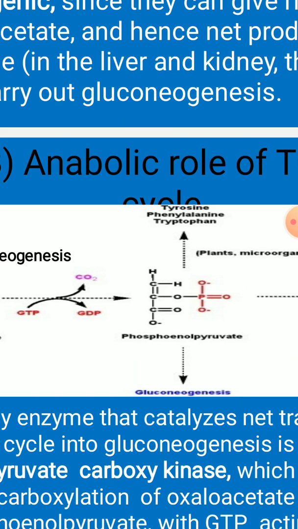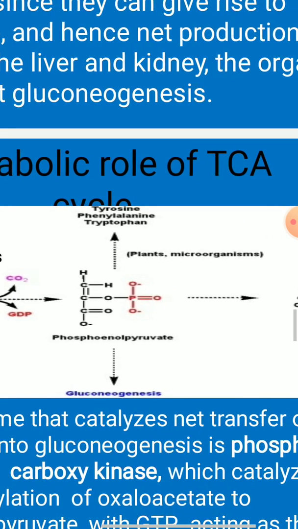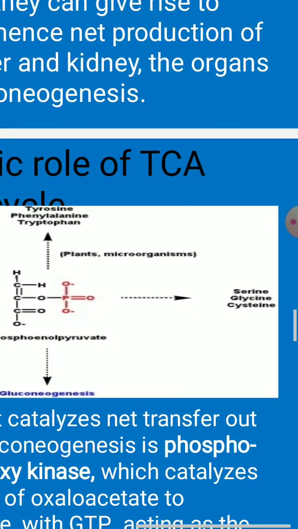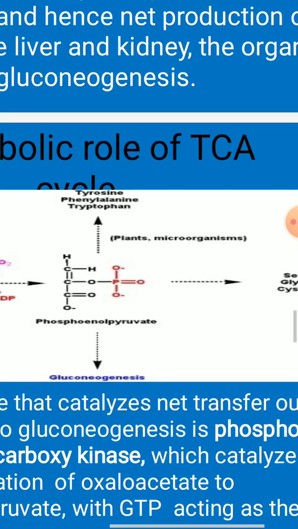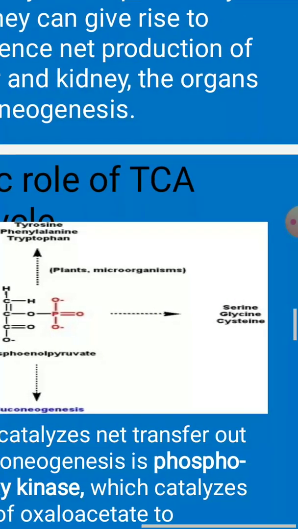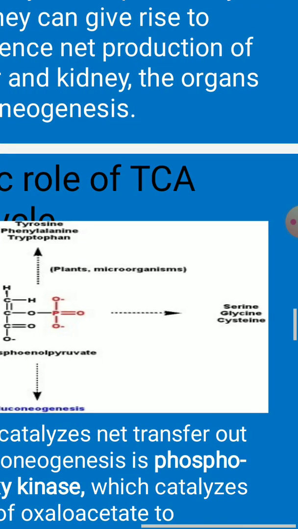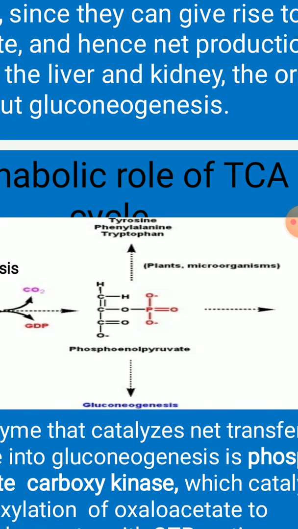intermediate, the precursor molecule for the synthesis of tyrosine, phenylalanine and tryptophan amino acids in plants and microorganisms, whereas in the gluconeogenesis process, phosphoenol pyruvate is going to act as a precursor for the synthesis of glucose. This phosphoenol pyruvate can also be utilized in serine, glycine and cysteine amino acid biosynthesis. So phosphoenol pyruvate plays a very important role, the anabolic role of TCA that I just showed you.